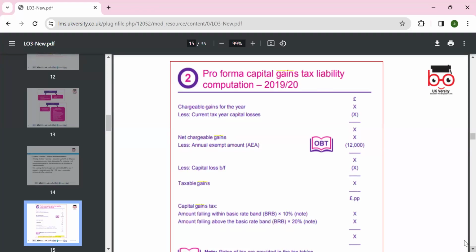So this is the pro forma we use: chargeable gain for the year plus the current year's capital losses if you have a net chargeable gain, less the annual exempt amount, which was 12,000 and is now 12,500, and so on. If we have previous year capital losses, we can bring them forward. Then we have the chargeable gain for tax: the amount within the basic rate band is taxed at 10% and the higher band at 20% capital gains tax.